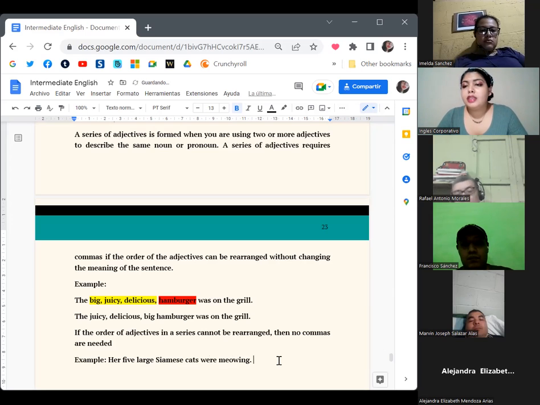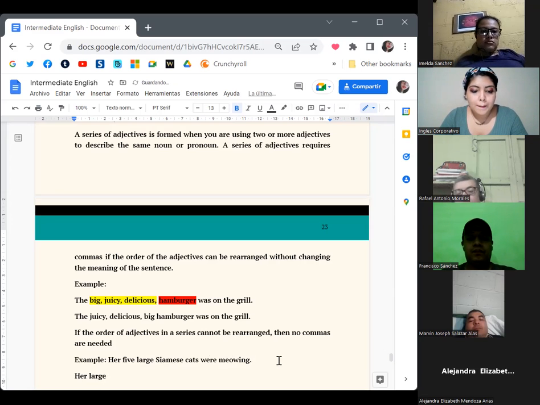So in this case, we are talking about the cats. We are giving more information about the cats, but in this case, we are not going to use the commas. And we are going to change the order of the words. So it says, here, five large Siamese cats were mewing.